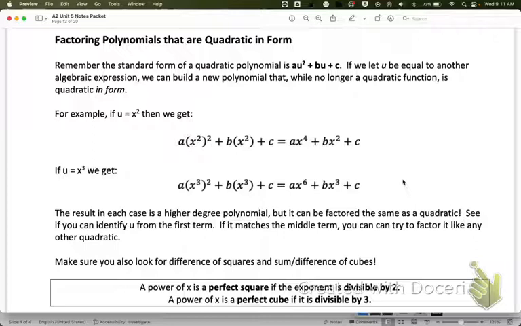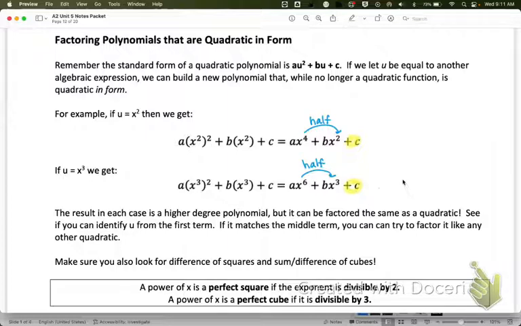If I were to let u equal x cubed, we would replace the u's with x cubed, and we end up with a times x to the 6th plus b times x to the 3rd plus c. Now here's what I want you to notice. Here's how we recognize when they are quadratic in form. Notice they always end in a constant, okay? That's really important. And the second thing is that the middle exponent is always half of the first exponent. So this is half, 4 divided by 2. This is half, 6 divided by 2. We get 3. So that's what you're checking for.